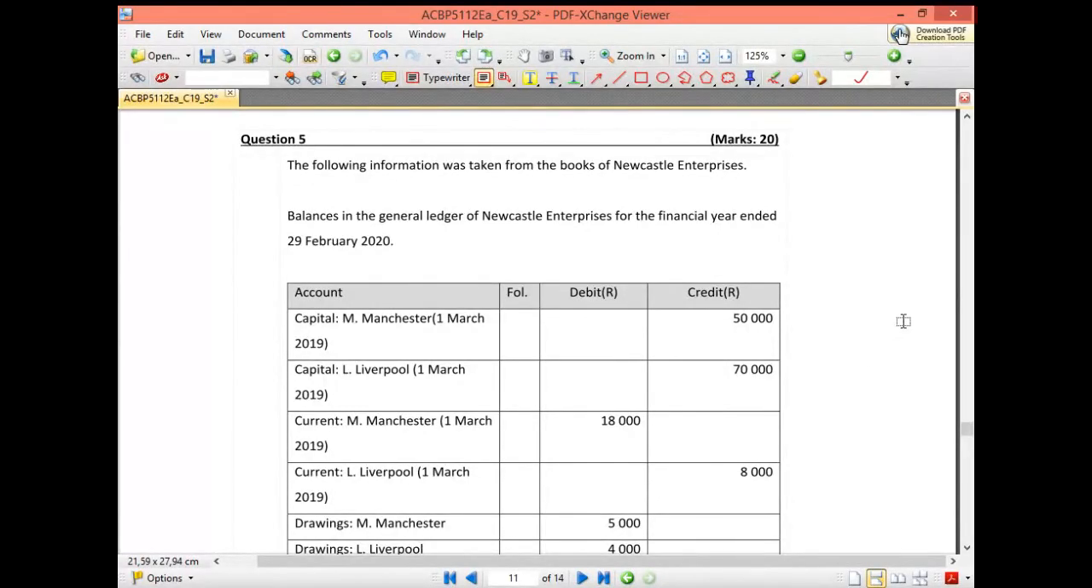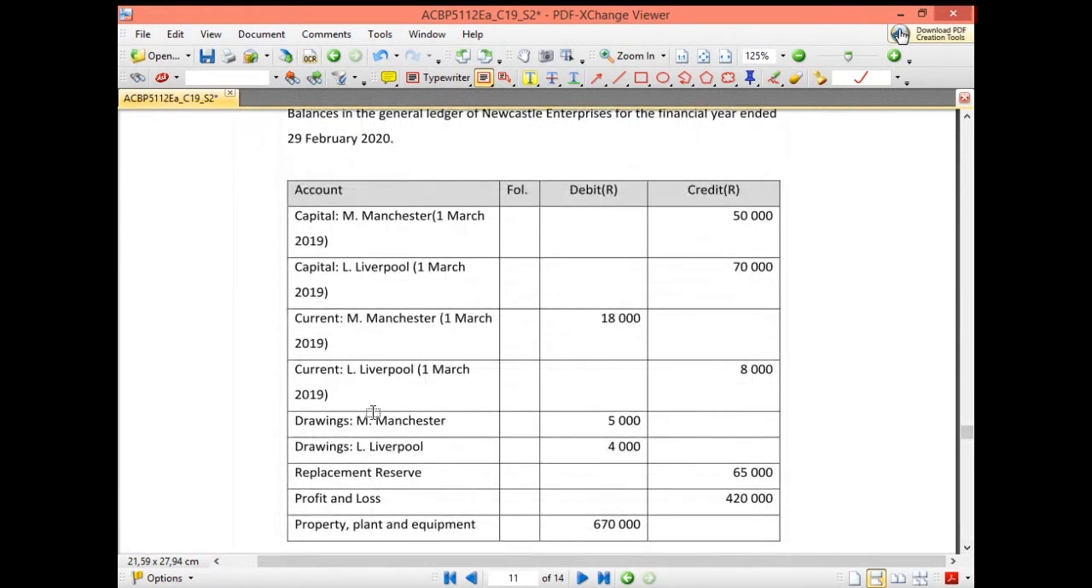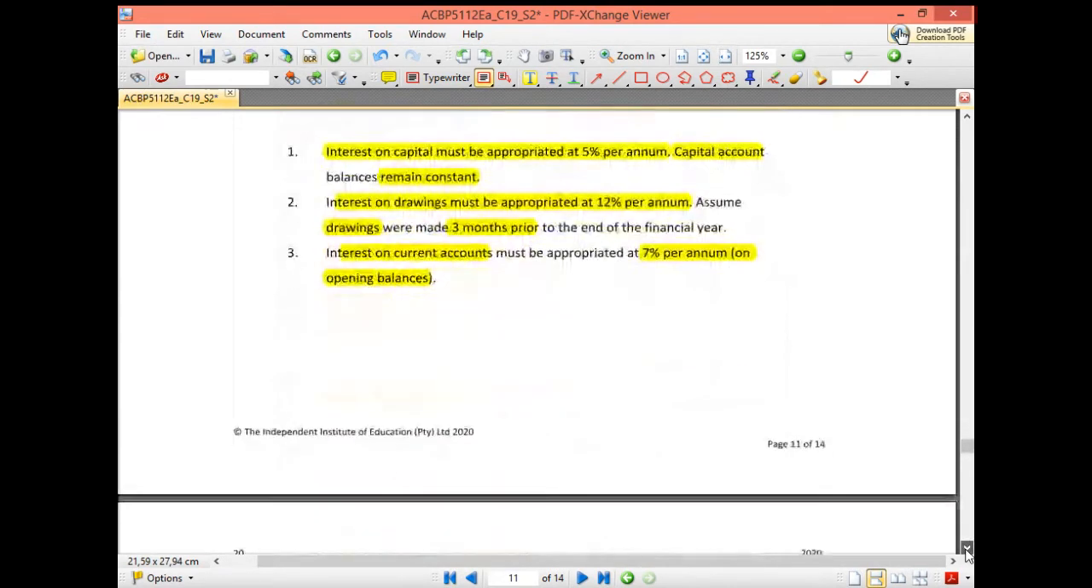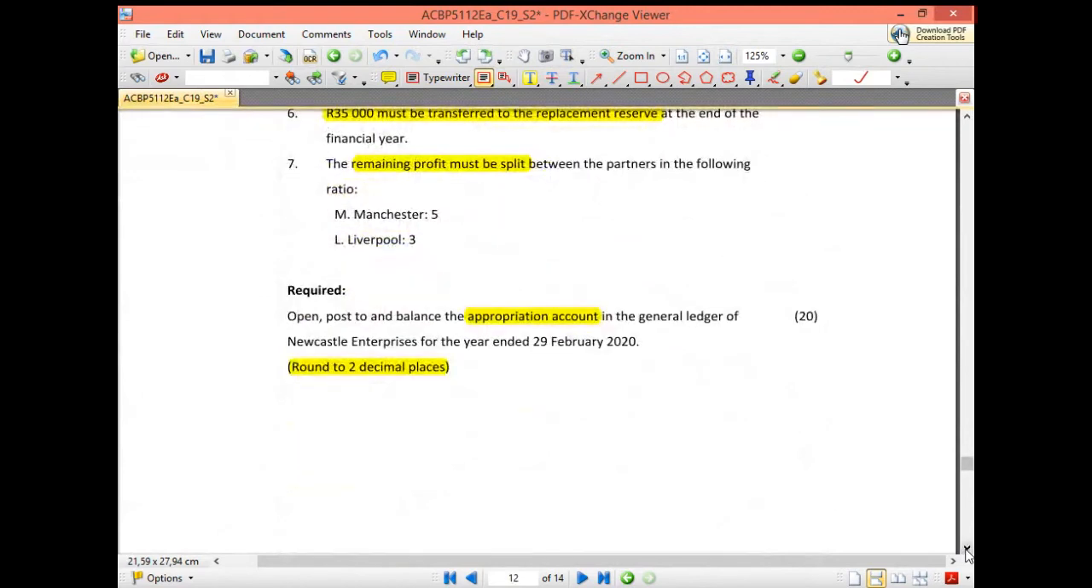Okay, so for question 5, it was based on a partnership. Now, how do I know it's actually a partnership? If you just look in the accounts they've given you: Capital, M Manchester, L Liverpool, current account, drawings account. So based on how they've disclosed it, you already know this is a partnership. But now if we scroll to the bottom, let's see what information do they actually require from you.